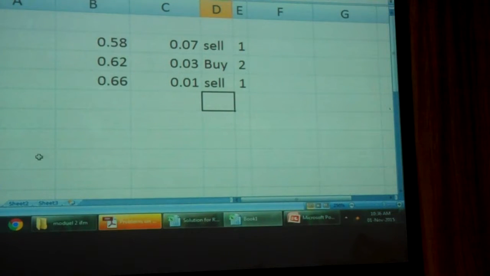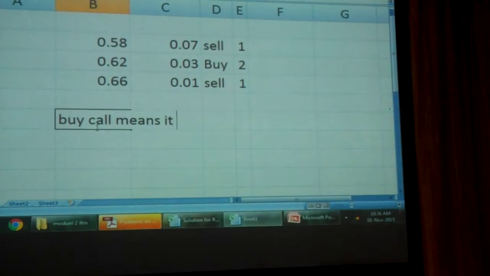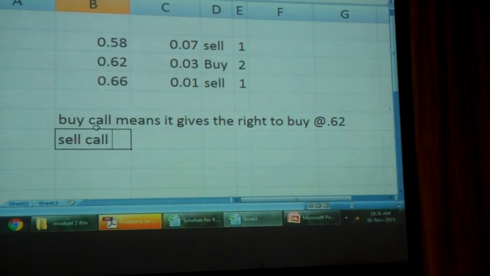Okay. So buy call means it gives the right to buy at 0.62, not the obligation to buy at 0.62. Now sell call means what? You have sold a call. That means you have given someone else a right to buy, and you have kept the obligation to sell.